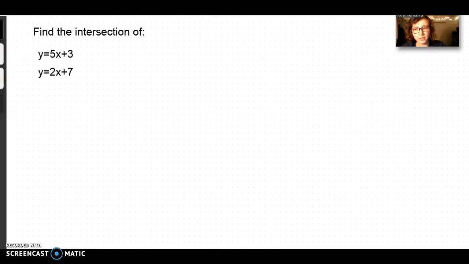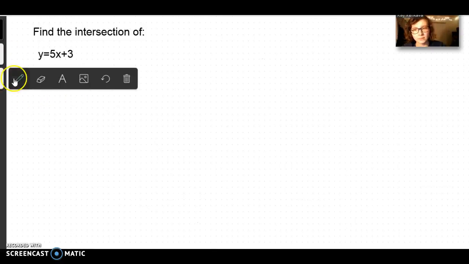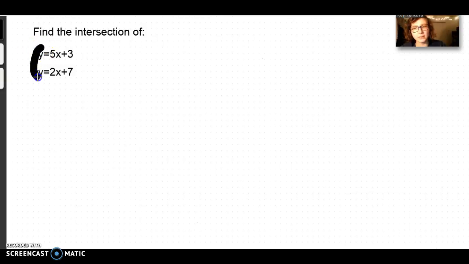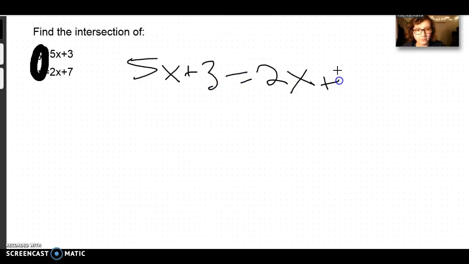So the next step to solving a system of linear equations is to see that these two are both y's, and we're going to set the y's equal to each other. So that means that 5x plus 3 is equal to 2x plus 7. Since we know that 5x plus 3 is equal to y, and 2x plus 7 is equal to y, that's why they are equal to each other.